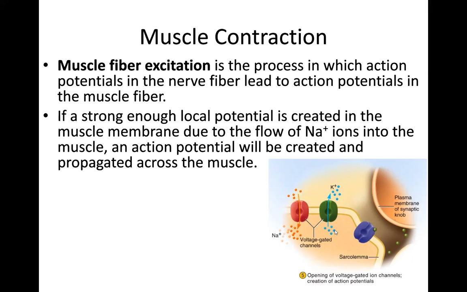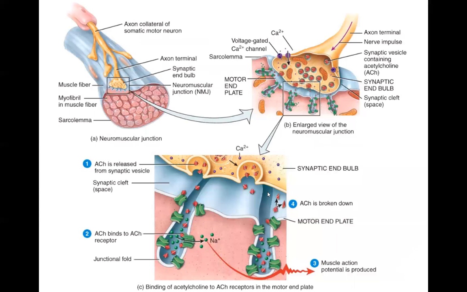While that's occurring, voltage-gated potassium channels are opening shortly after to allow potassium out to cause repolarization. So it's all about what we've already learned a few weeks ago. Okay? So if a strong enough local potential is created in the muscle membrane due to the flow of sodium ions into the muscle, an action potential will be created and propagated across the muscle. So in other words, if we reach threshold, an action potential is created that then spreads from its origin.